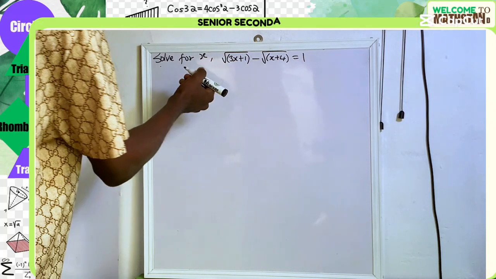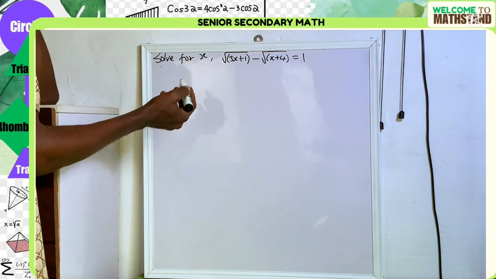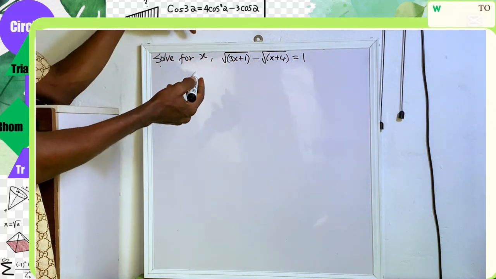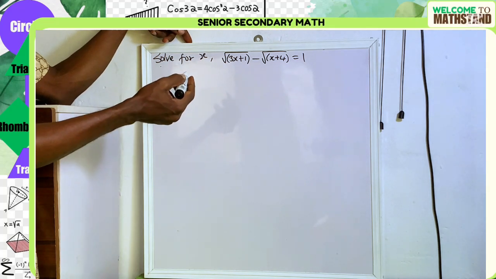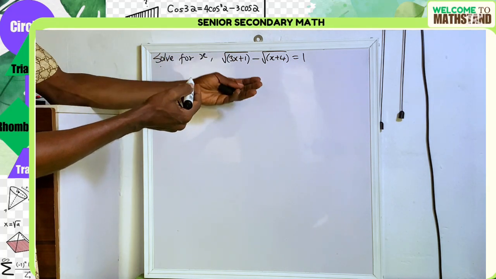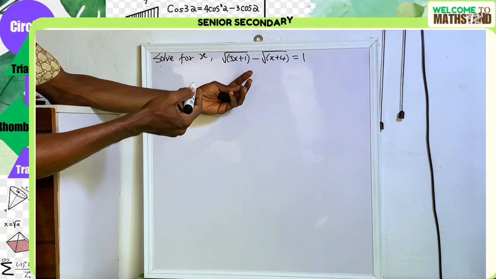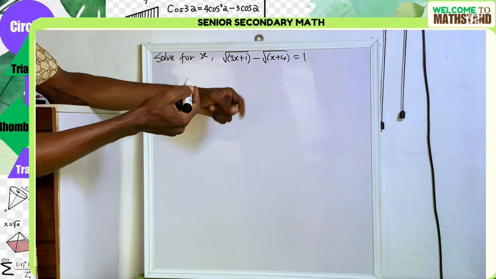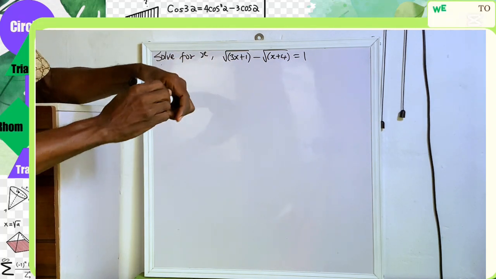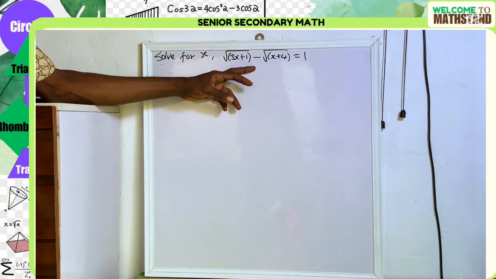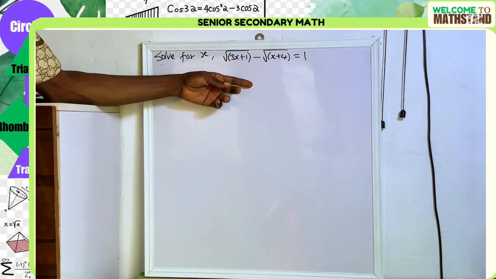Okay, you are given this to solve. This is an equation involving square roots. So you are given a question like this to solve, or to find the value of x. So what you need to do in this case, I will advise that you take one of the irrational terms to one side.